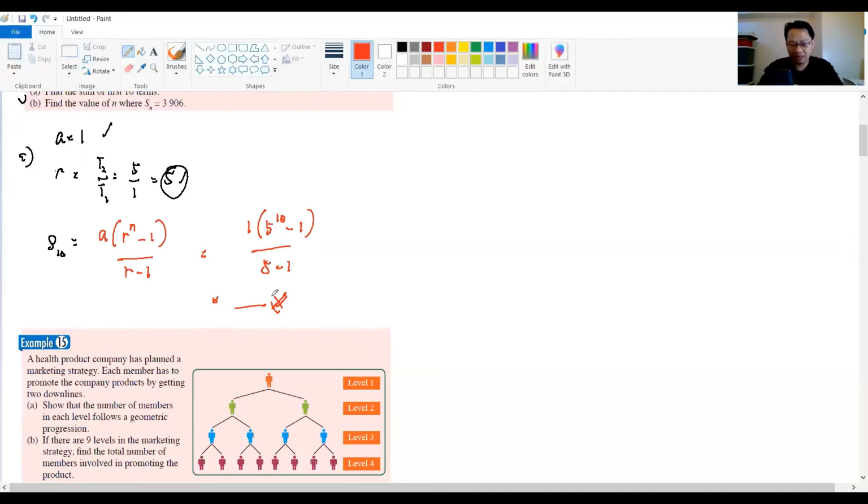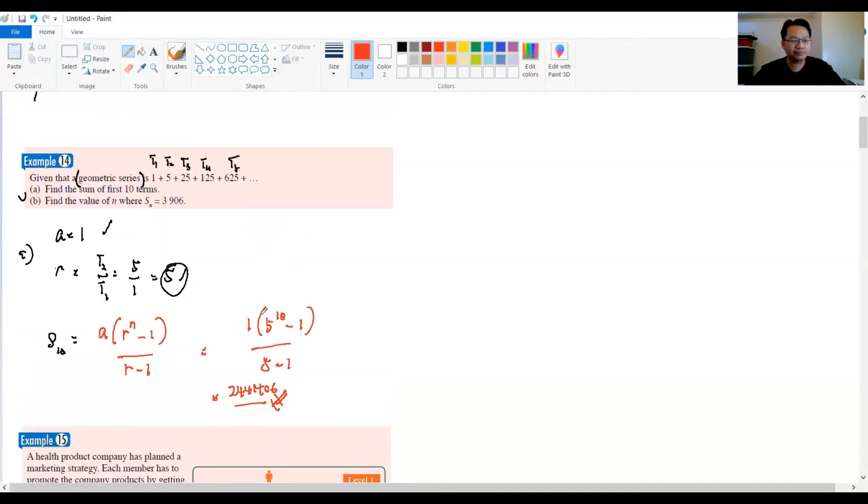Let me check this one. 5 to the power 10 minus 1, divided by 4. So our answer is 2441406. So it's 2 million something. Okay, very straightforward. Now, how about B?